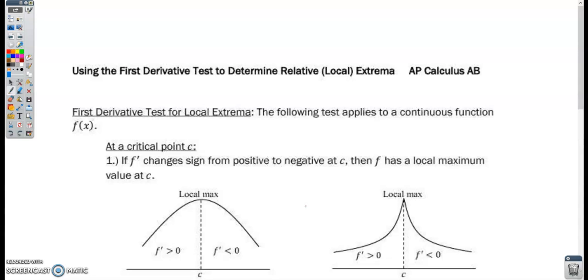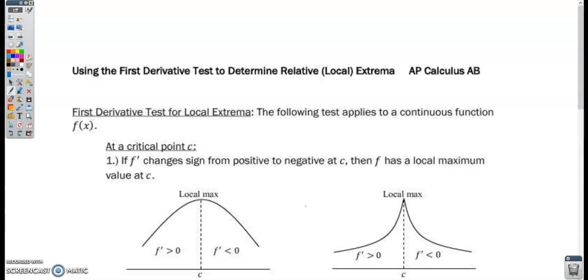In this video we are going to talk about information related to section 5.4 of AP Calculus, using the first derivative test to determine relative or local extrema. We're going to begin by introducing you to the first derivative test and what it says, and some pictorial examples related to it so that we have a pretty good understanding of it. And then we're going to go through a couple of examples of utilizing the first derivative test.